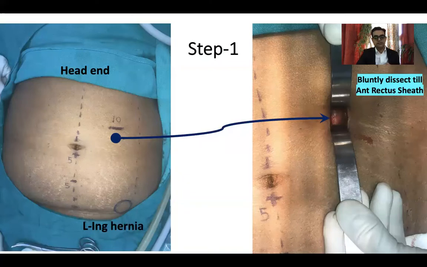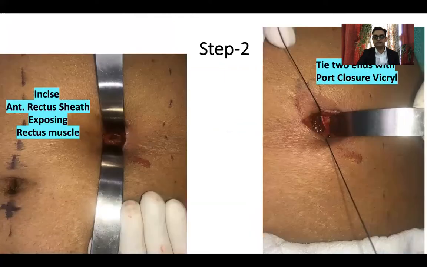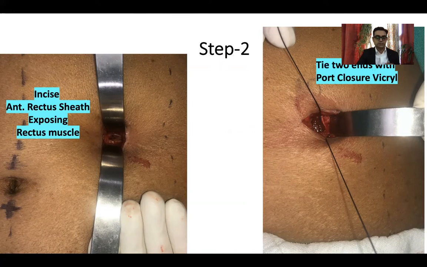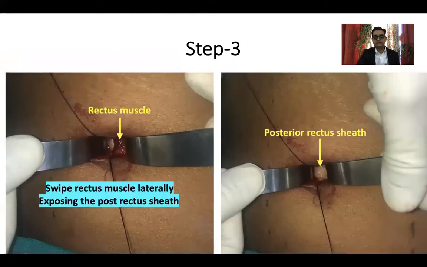At the site of the 10 mm port, we make a skin incision and bluntly dissect using the S-shaped retractors right up to the anterior rectus sheath. Once the anterior rectus sheath is visible, we give a sharp incision with the number 11 blade, and the anterior rectus sheath is divided, exposing the rectus muscle. Now the two cut ends are tied with the port closure Vicryl so that the rectus muscle is exposed even better.